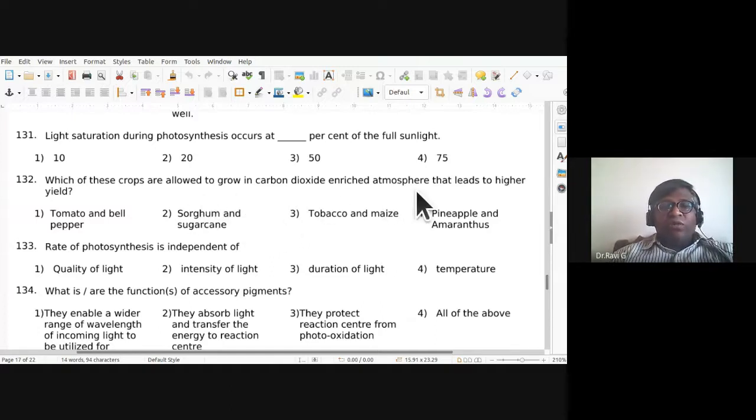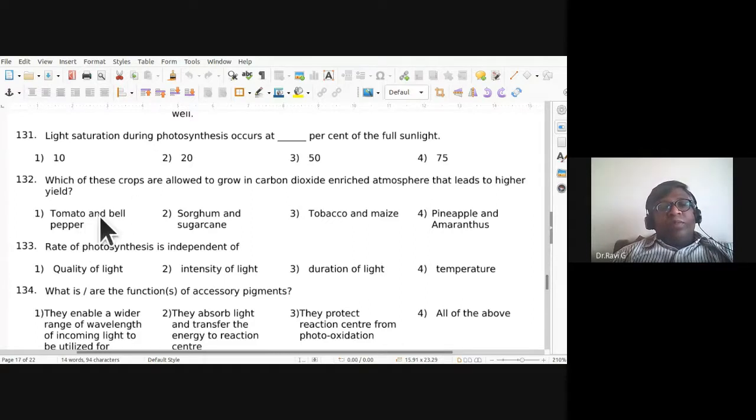Which of these crops are allowed to grow in a carbon dioxide enriched atmosphere that leads to higher yield? So tomato and bell pepper, whereas all the other plants are C4 plants. These crops are allowed to grow in carbon dioxide enriched atmosphere because they can take up more carbon dioxide. So we are going for tomato and bell pepper that leads to higher yield. When compared to the C4 or CAM plants, we are going to go for tomato and bell pepper plants, which are C3 plants. So this is the correct option. 132nd is the first one.